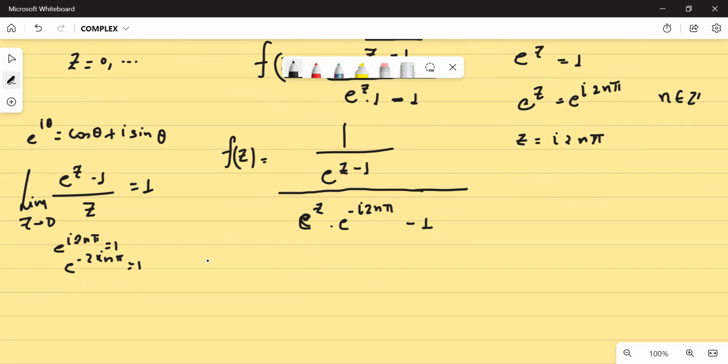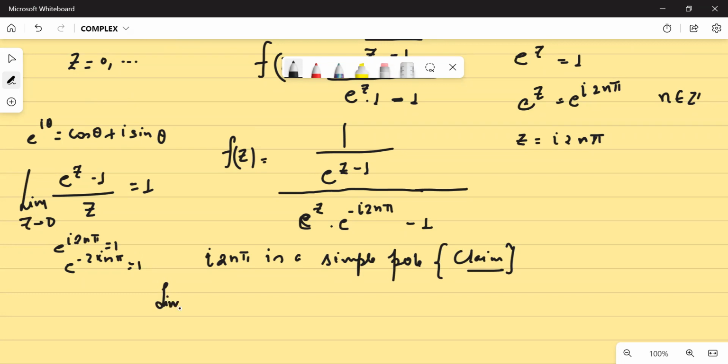Okay, in order to justify that iota 2n pi is a simple pole, let's say that is my claim. I'm claiming that iota 2n pi is a simple pole. What am I supposed to do? I am supposed to prove that as z tends to iota 2n pi, z minus iota 2n pi raised to power 1 into f(z), which in your case is this, should give me a non-zero finite scalar.